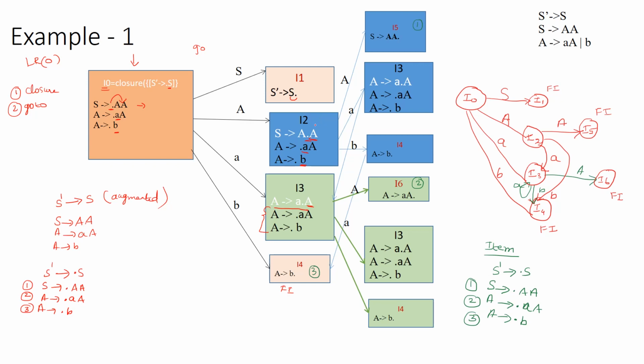So goto of I2 comma capital A. So we have to calculate goto of I2 comma capital A, and similarly we have to calculate goto of I2 comma small a, and goto of I2 comma small b. So these three things have to be calculated.